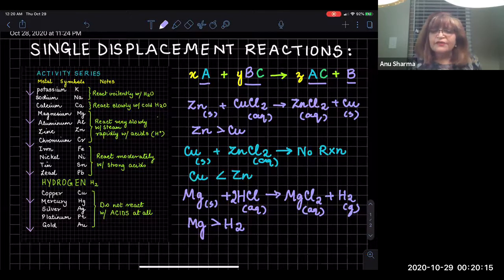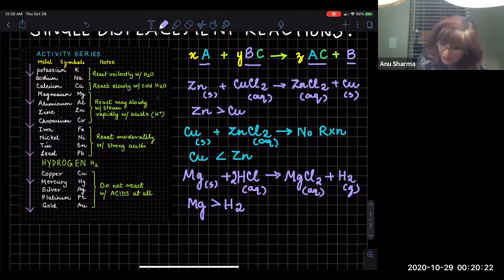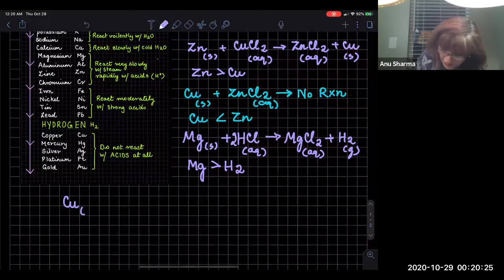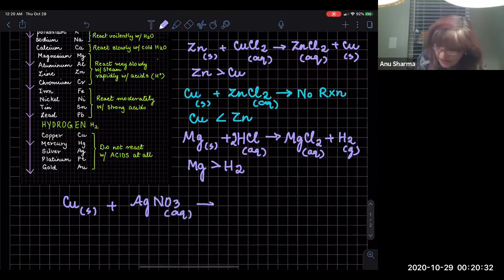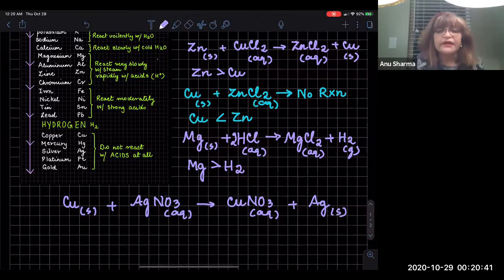Copper, mercury, silver, platinum, and gold lie below hydrogen. Therefore, they will not show any reaction with acid. However, when copper as a solid reacts with silver nitrate solution, this is going to give you copper nitrate, an aqueous solution, and it is going to liberate silver as a solid. This happens because copper is above silver.